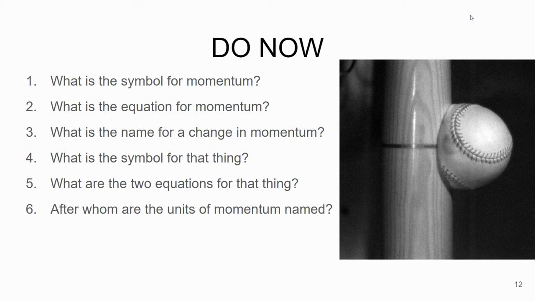And the sixth question, after whom are the units of momentum named? Trick question, they're not named after anybody. The units of momentum and also the units of impulse are kilograms meters per second. So impulse is a change in momentum, so therefore it must have the same units as momentum, and those units are kilograms meters per second.